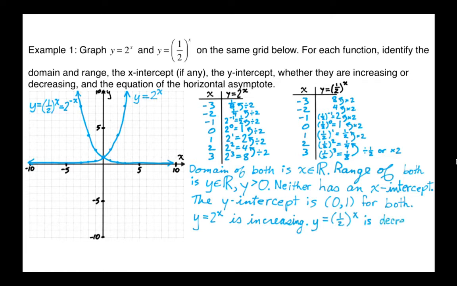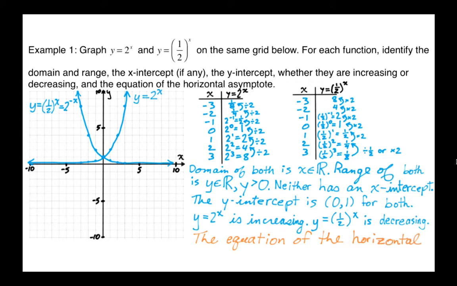Y equals 2 to the x is increasing, and y equals a half to the x is decreasing. And the rule for increasing or decreasing is if you trace along the graph going from the left end of it to the right end of it, the direction, you can see it's going up, so that's increasing. So that's for y equals 2 to the x. Now if I go over to y equals a half to the x, or y equals 2 to the -x, as we go from left to right along the graph, you can see that the y values are decreasing.